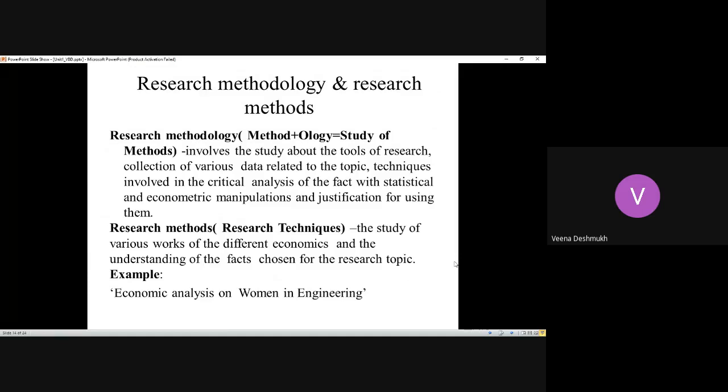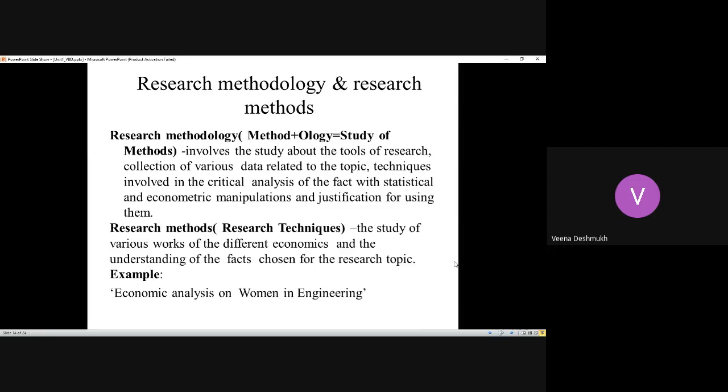you are applying. Again, to substantiate that, for the application of that method, what tools and techniques you are using, and providing justification that why did you go ahead with this particular tool or technique. So all these things are involved in methodology. So it involves the study about the tools of research. So various tools, not necessarily one tool.